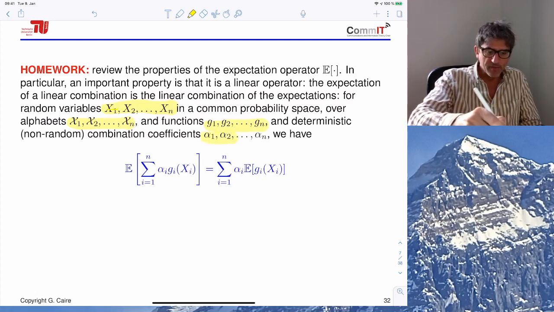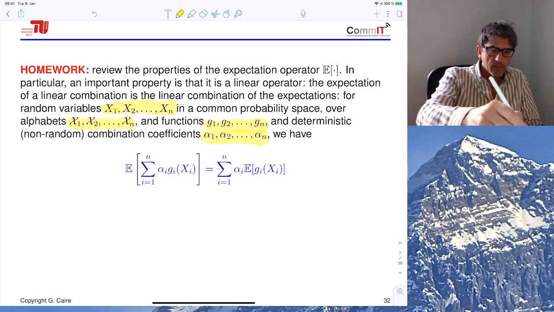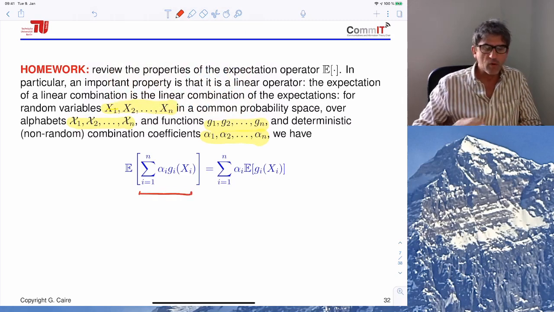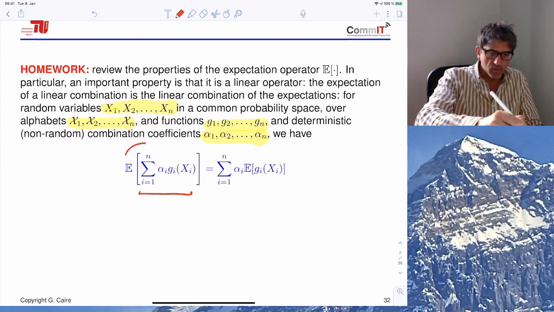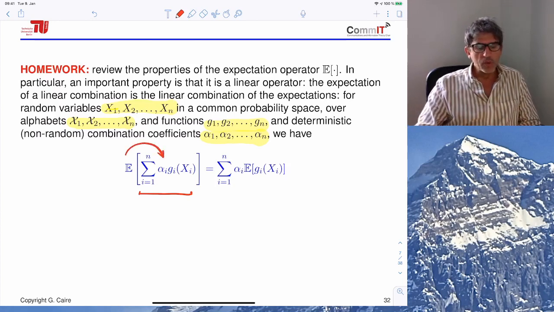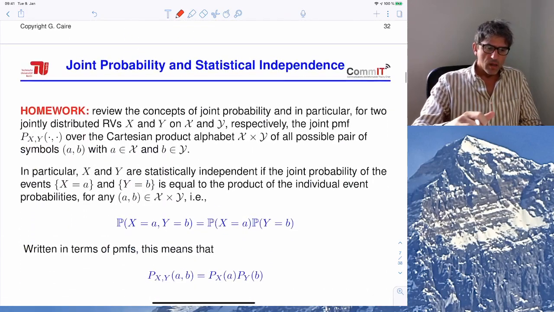So we take a fixed set of coefficients, non-random, and we write this linear combination, which is simply the sum over i of alpha_i g_i of x_i. Well, that's a linear combination of these functional random variables. It turns out that the expectation of the linear combination is equal to the linear combination of the expectations. So in other words, the expectation operator commutes with the linear combination. It's a linear operator.